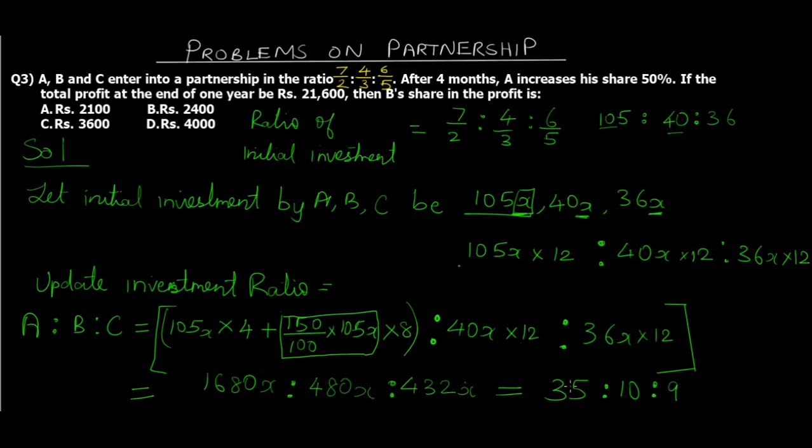So the reason why we got new values is because A had changed his initial investment and increased it to 50%. So we did not calculate that. We only knew the initial investment ratios, which was 105 is to 40 is to 36. But now we have got a new ratio because A had increased his share. So this is the ratio in which the profit is going to be divided.